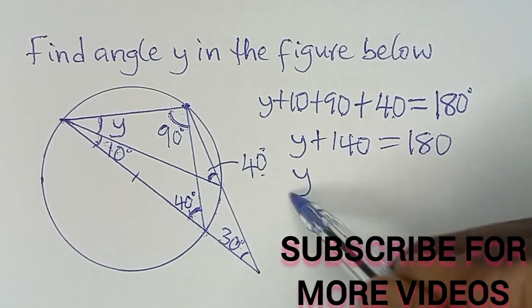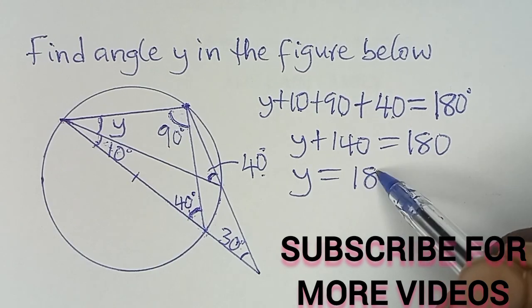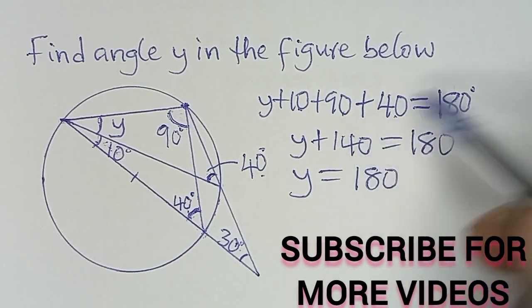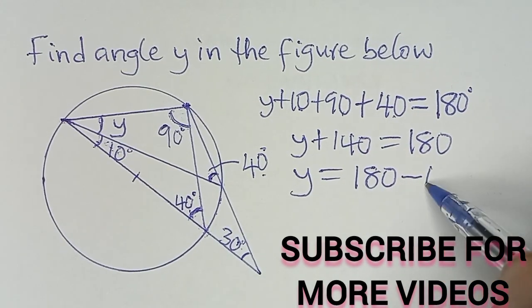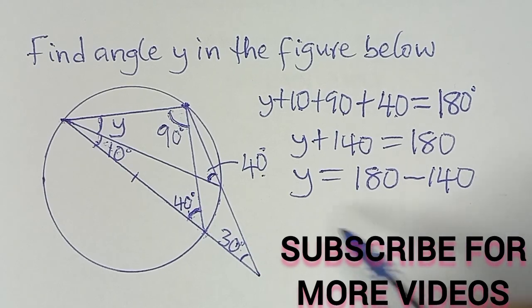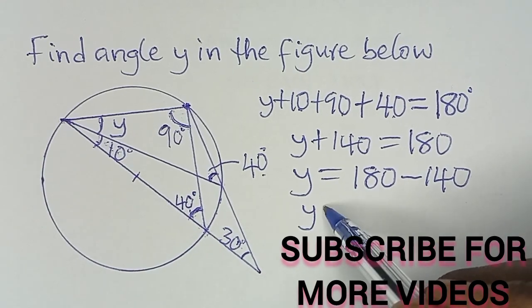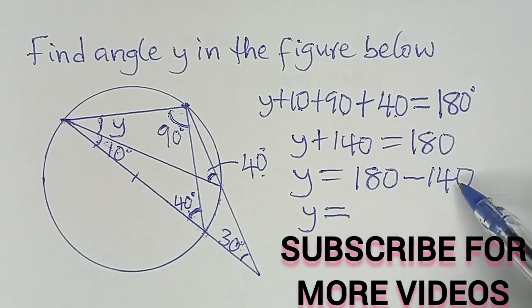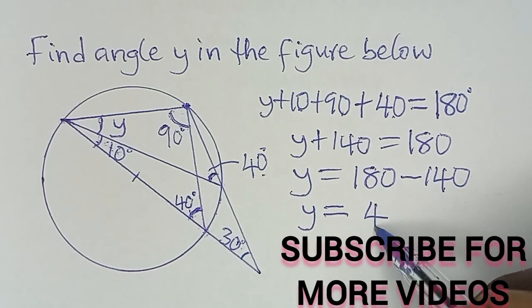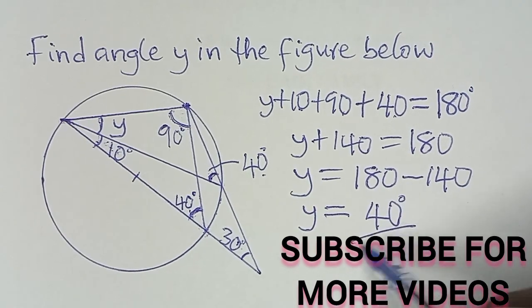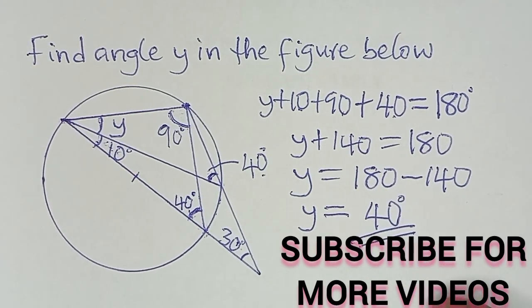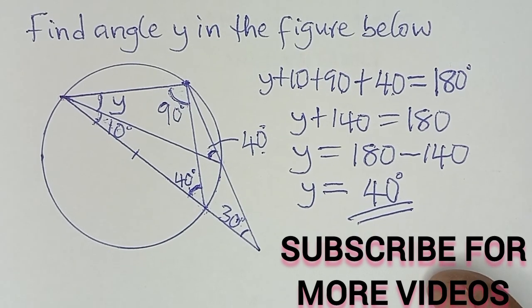So finally I can say y is equal to 180. When this plus 140 comes to this side, it becomes minus 140. So finally, the value of y is equal to 180 minus 140, which is 40 degrees. So the angle y is equal to 40 degrees. And that is the final answer.